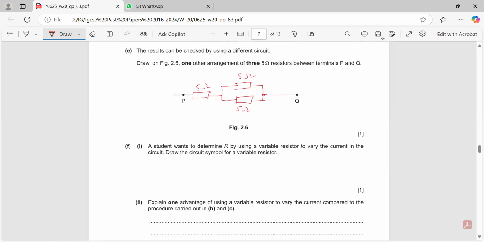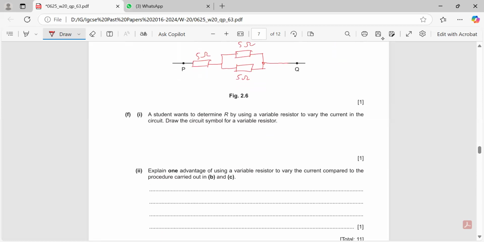So these are different combinations of resistors. Then a student wants to determine R by using a variable resistor to vary the current in the circuit. Now draw the circuit symbol for a variable resistor. This is a very common question. So variable resistor, arrowhead like this. Explain one advantage of using a variable resistor to vary the current compared to the procedure carried out in B and C.